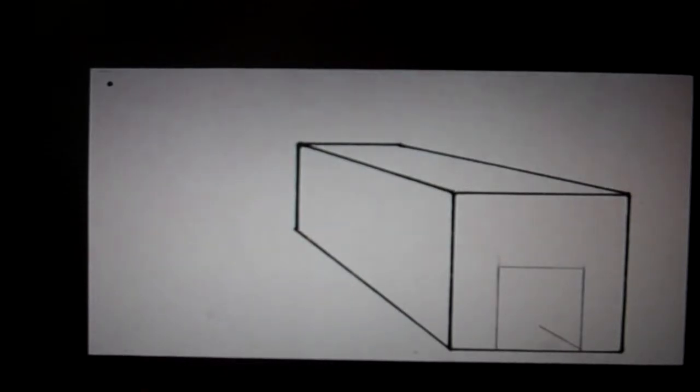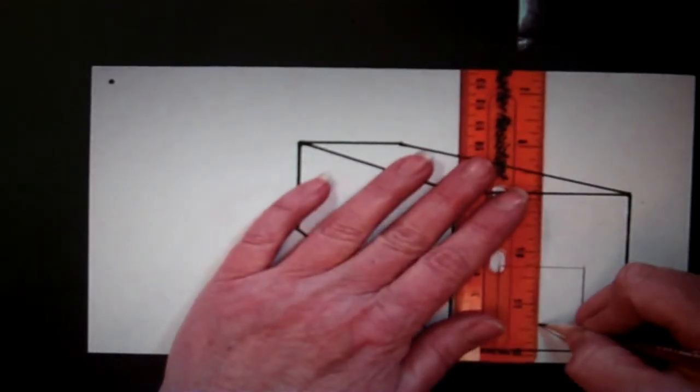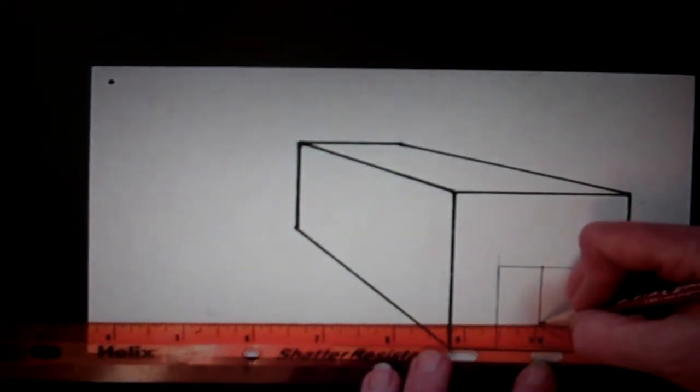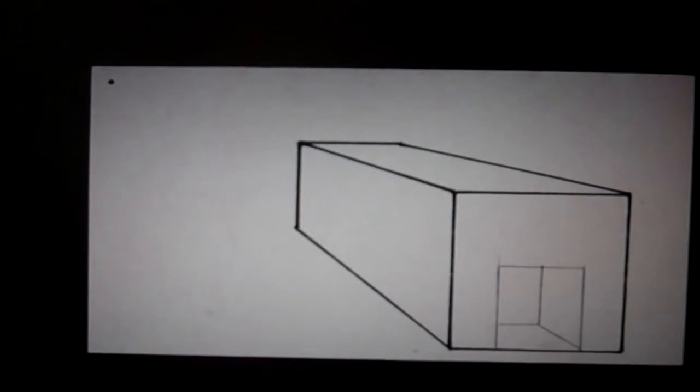Then what do we do from that line? We brought it straight across. Straight up or straight across? Yes. All right, so vertically up and then horizontally across. And we have our inset doorway. Got that? Good job.